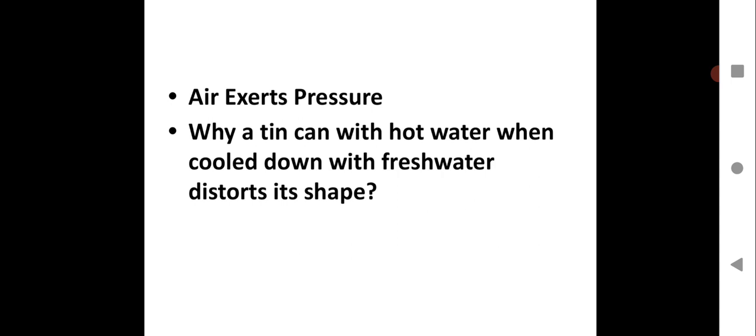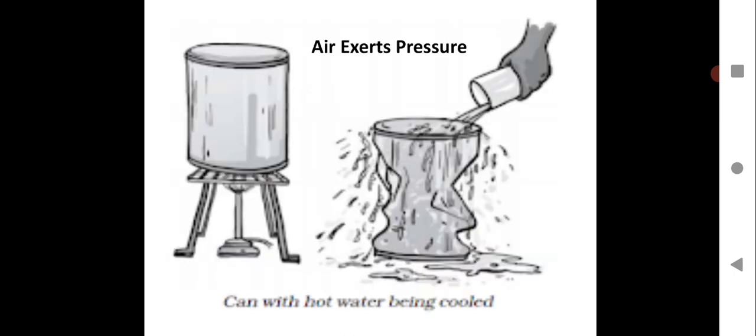Let us see some properties of the air. Air exerts pressure. As you all know, air exerts pressure. It has mass and it exerts pressure. So let us see why a tin can with hot water, when cooled down with fresh water, distorts its shape. This small activity will prove that air exerts pressure. Let us see that small activity.